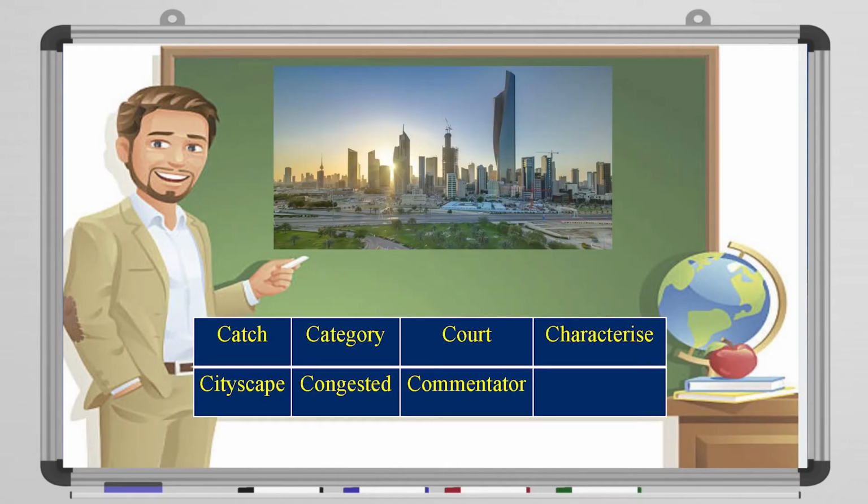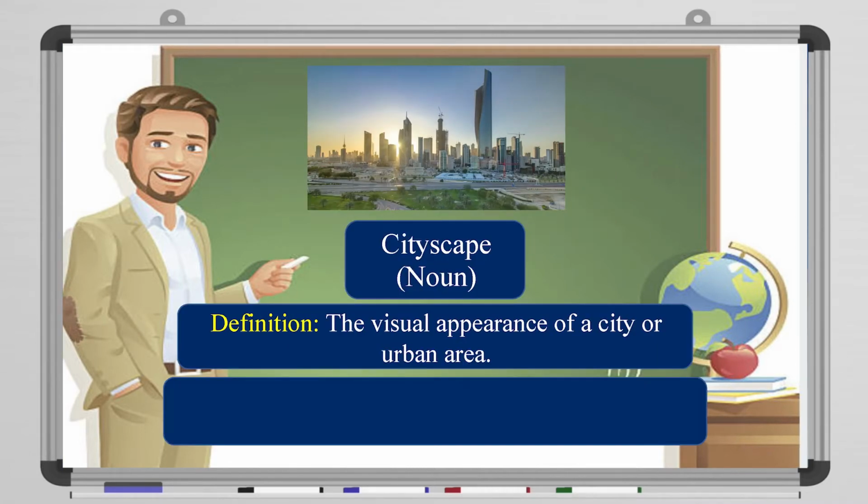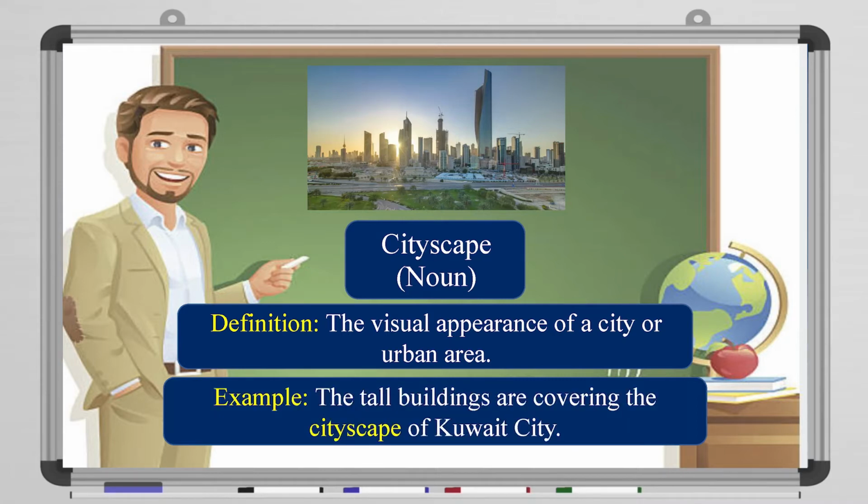So we have a picture of our beautiful country, Kuwait. What do I call this when I have a very broad view of the city? I gave you a hint, the city. Did you get it? Yeah? Well, the word is cityscape, of course, and it is a noun. The definition is the visual appearance of the city in an urban area. Let's look at the example. The tall buildings are covering the cityscape of Kuwait City. Easy, right? Cool.